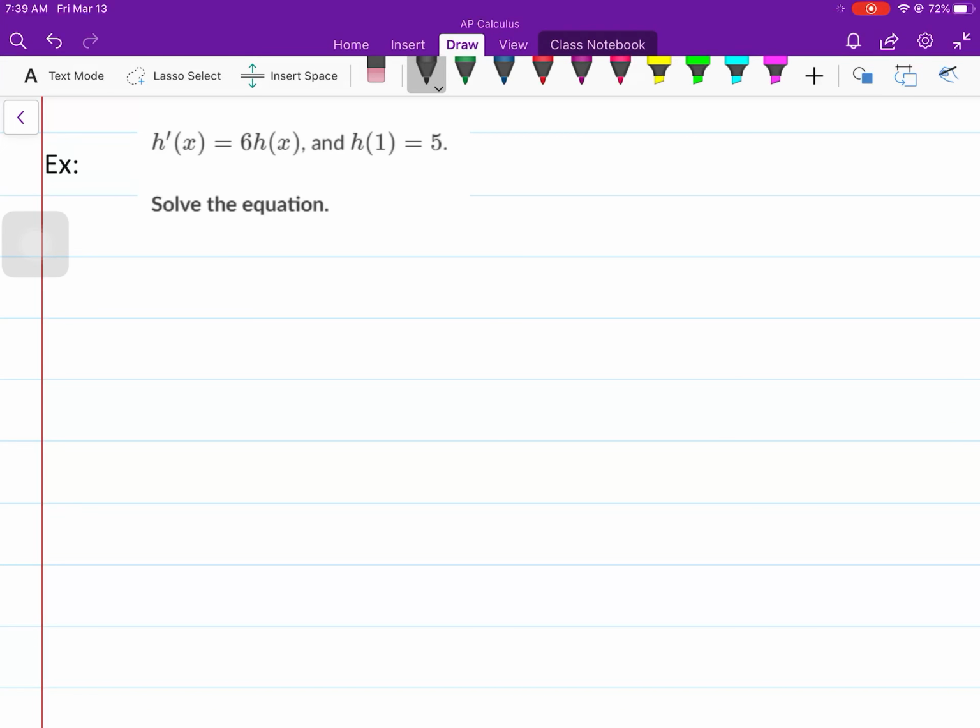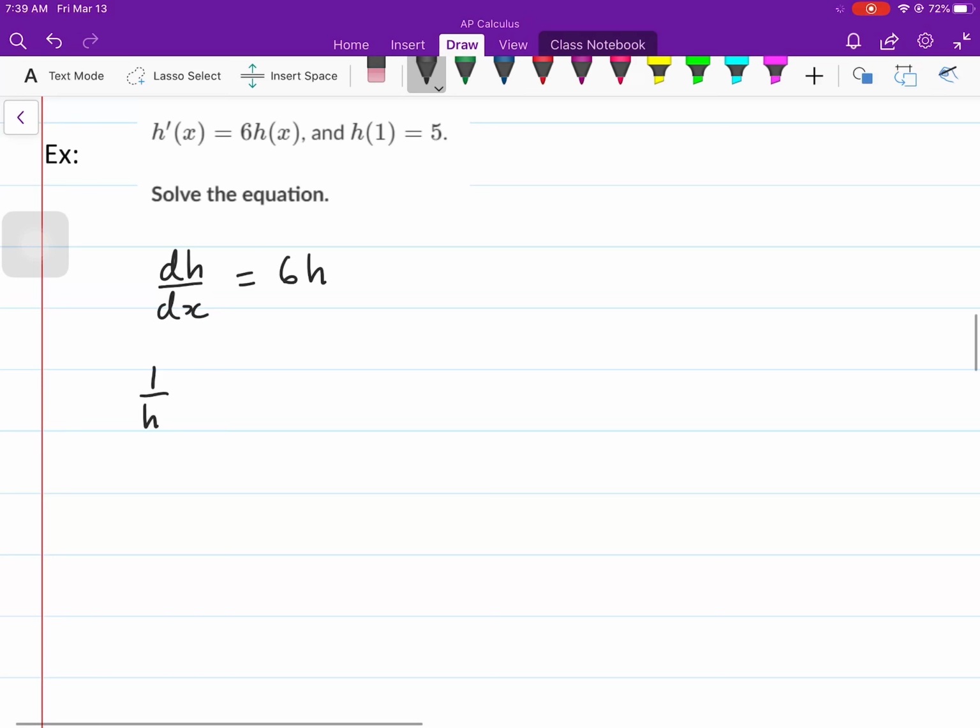So let's go ahead and change the way this looks. H prime we could rewrite as dh dx. And we'll put 6 times h. A little bit easier to look at. So what I'm going to go ahead and do is divide the h to the other side. So we'll have 1 over h dh, multiply the dx to the other side. So we have 6 dx. Now it's time to integrate both sides. And, oops, it's supposed to say dx.